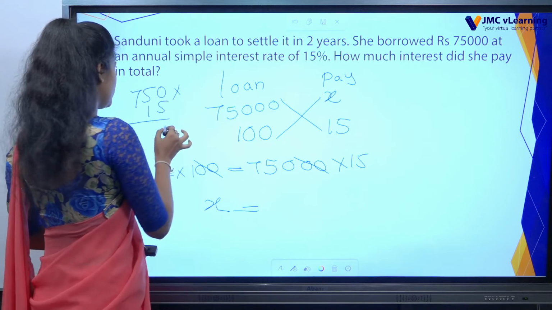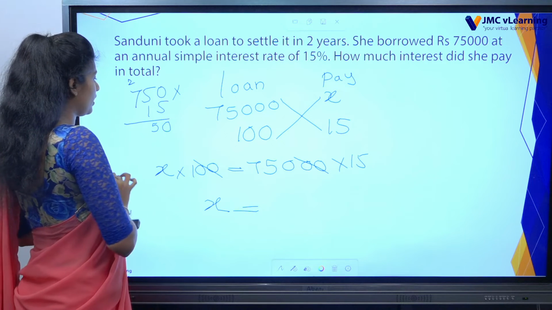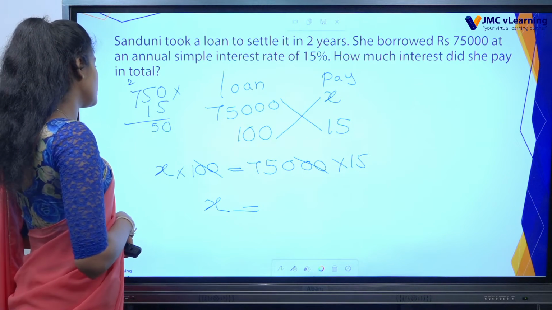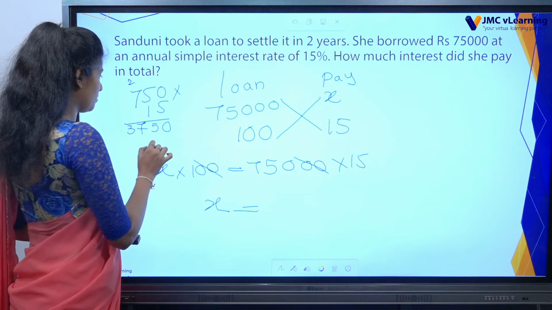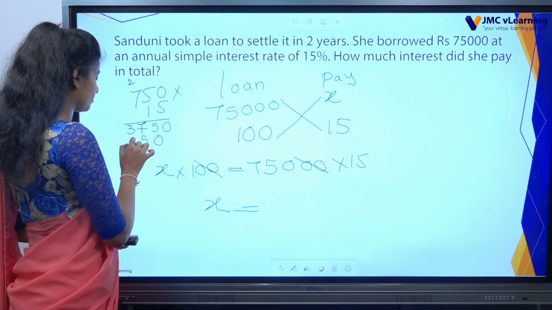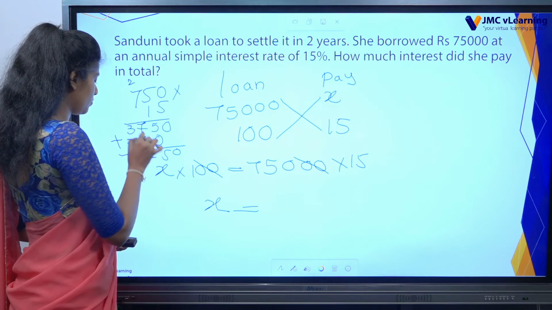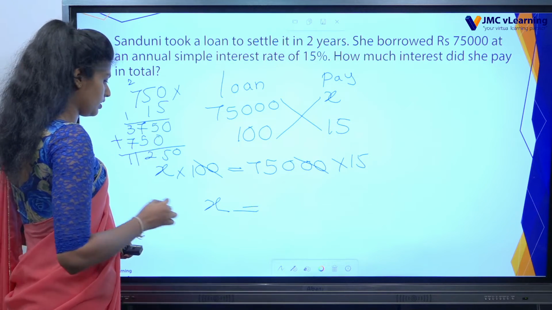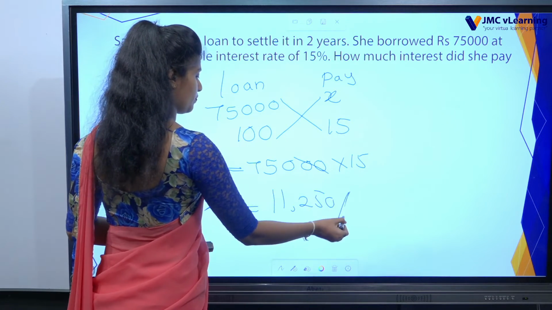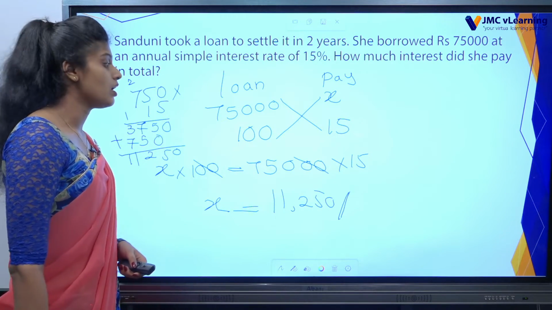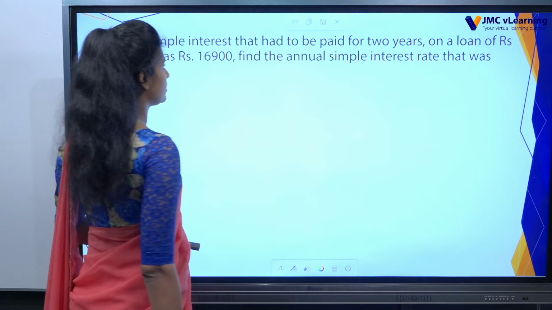Let's multiply 750 into 15. 5 into 0, 0. 5 into 5, 25. Put 5. 2 left. 5 into 7, 35 and 2, 37. Then multiply by 1. Let's add 0, 5, 12, 1. Then the answer is 11,250. You can get the same answer in both ways. Then let's move to the next sum.